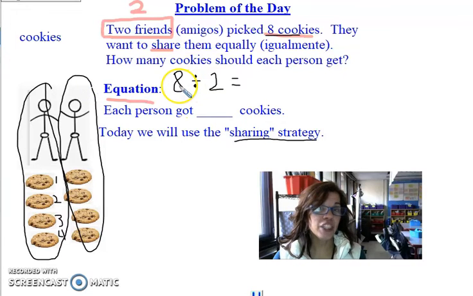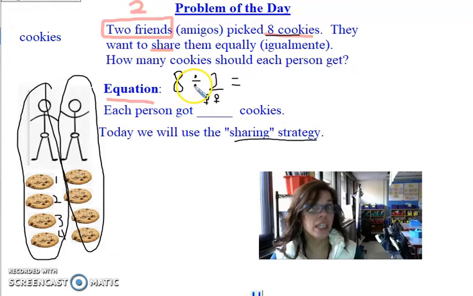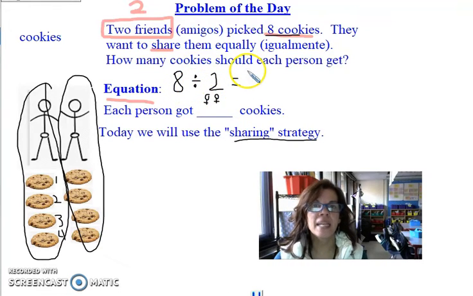So 8 cookies divided between 2 people, and in case you're wondering, you can kind of put the little 2 people here as a symbol. That's why the 2 is there. 8 cookies shared equally with 2 people means that each person gets 4 cookies. So each person got how many? 4 cookies. That is our sharing out strategy.